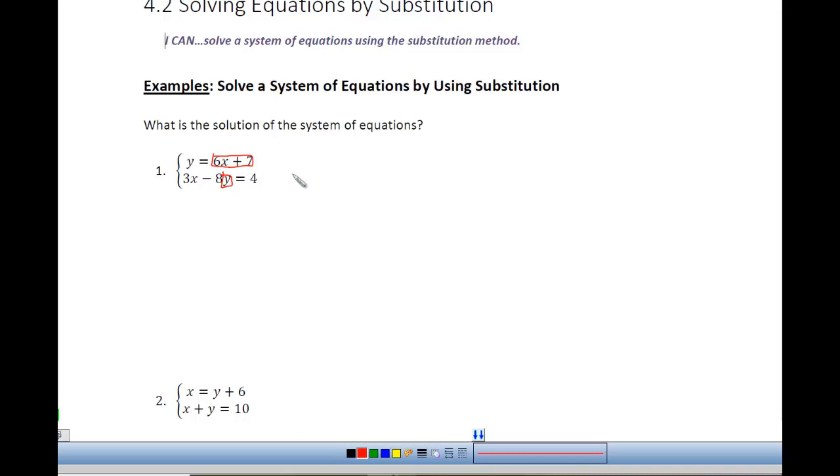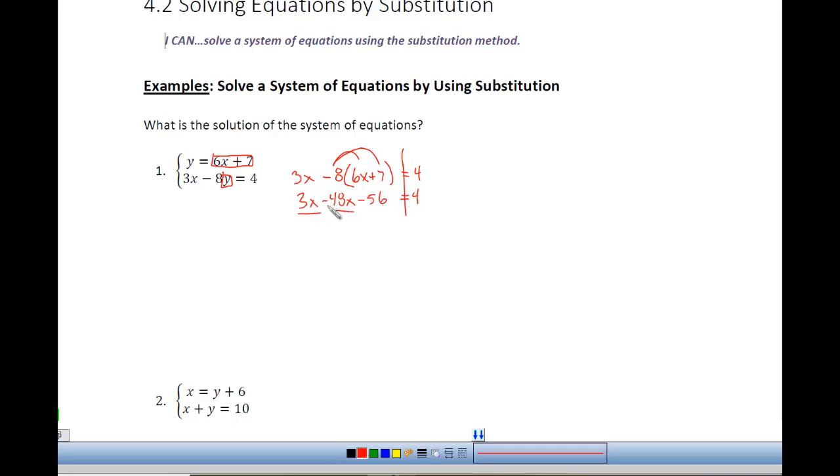So let's do that. So I have 3 times x minus 8 times y, but instead of writing y, I'm substituting 6x plus 7. So now I only have a single variable, x, inside this equation. So let's go ahead and distribute that through. So I have 3x, I have negative 8 times 6x, so that's negative 48x, and then negative 8 times 7, so that's negative 56.